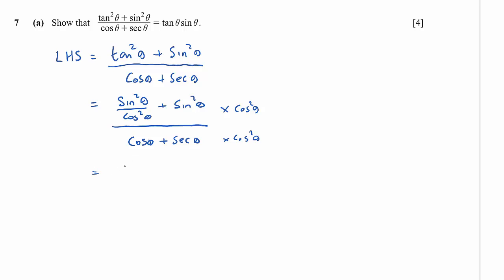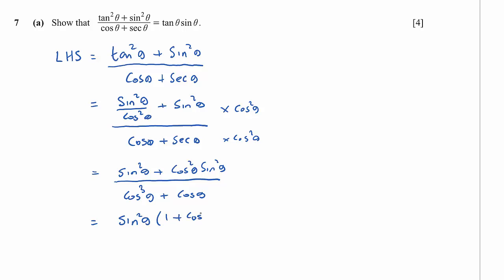So on the top there, I'll end up with sine squared theta plus cos squared theta sine squared theta. And on the bottom, I would get cos cubed theta, and then remember that sec is 1 over cos, so when I multiply that by cos squared, I'm going to get cos theta. And then on the top, I've got this common sine squared theta that I can take out, and then I'll have 1 plus cos squared theta in there. And on the bottom, I've got a common cos theta that I can take out. And then I'll have cos squared theta plus 1.